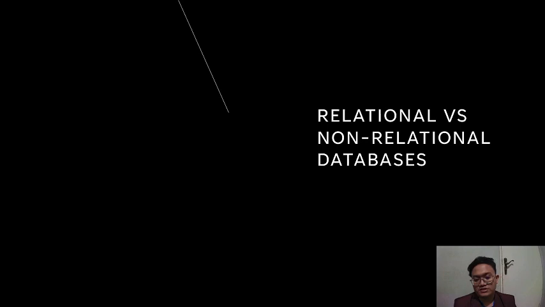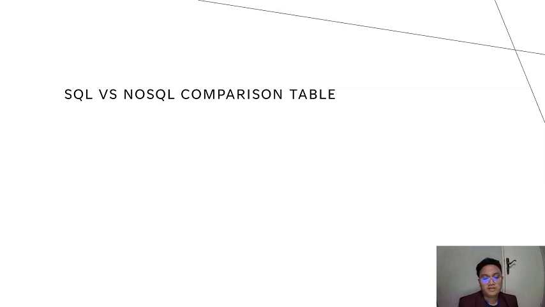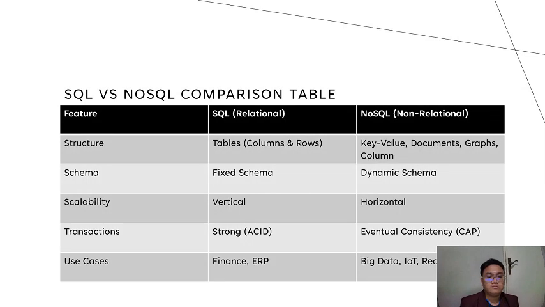Now, we look at the differences between relational and non-relational databases. We can make a comparison table that will differ on each of their own features. The first one is structure. On standard SQL databases, data are often structured as tables, with each having its own columns and rows, whilst on the NoSQL, it can be structured as key-value, documents, graphs, or columns. SQL databases have a fixed schema, whilst the NoSQL databases have a more flexible or dynamic schema.